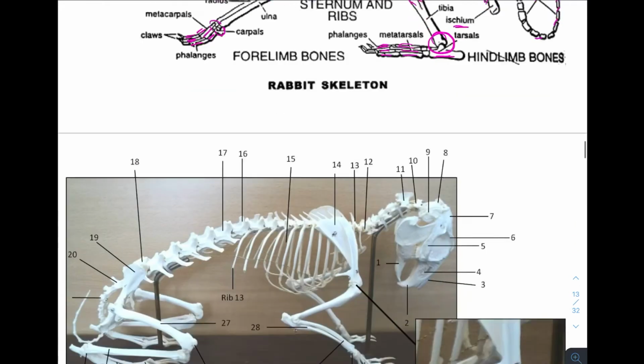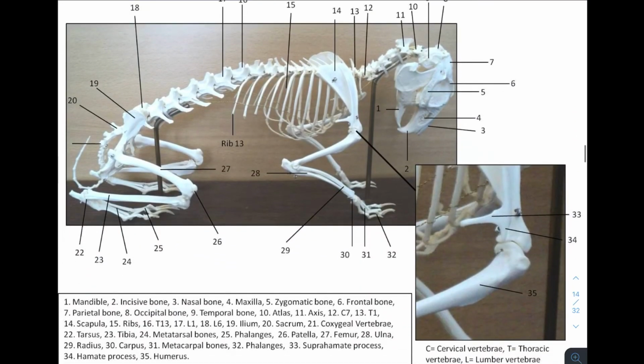Now, if we look at this picture, this is a good practice slide so that you can hide the key down here and try to label these and see if you're labeling them correctly. Just make sure you go off your list of terms to make sure that you know which features you'll be tested on and which ones you don't have to worry about so much.